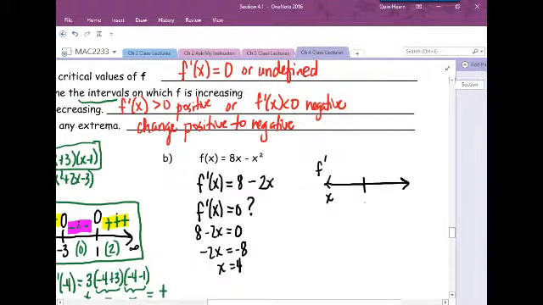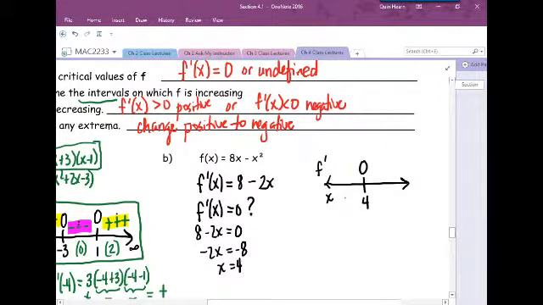What do we do with that? Well, we always do the same thing. We draw a sign chart. On the bottom, we have the x values. On the top, we have the function values. You mark off the critical value 4 on your sign chart. And since that was where the derivative is 0, you put a 0 above the critical value.